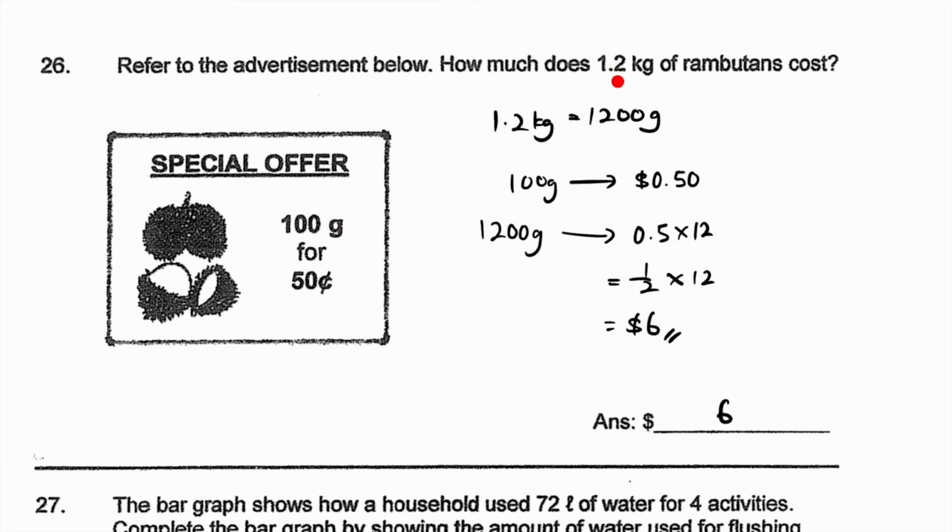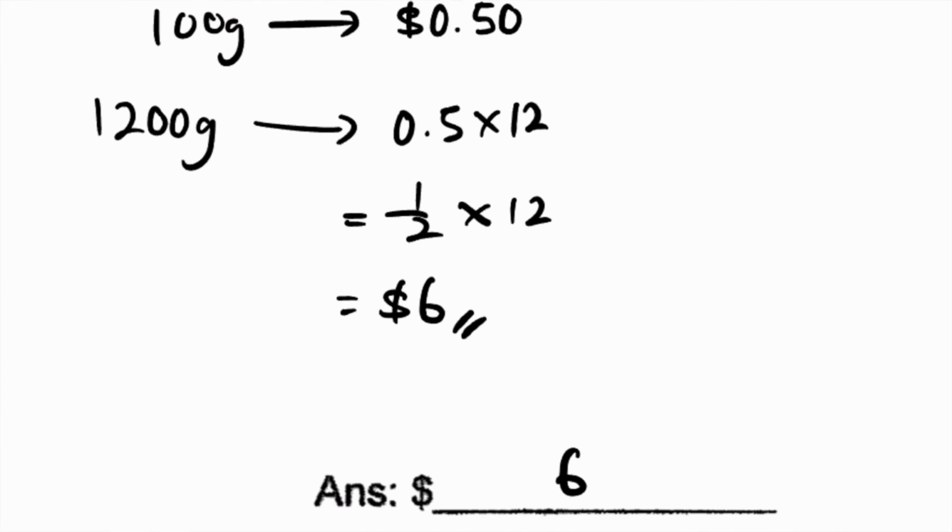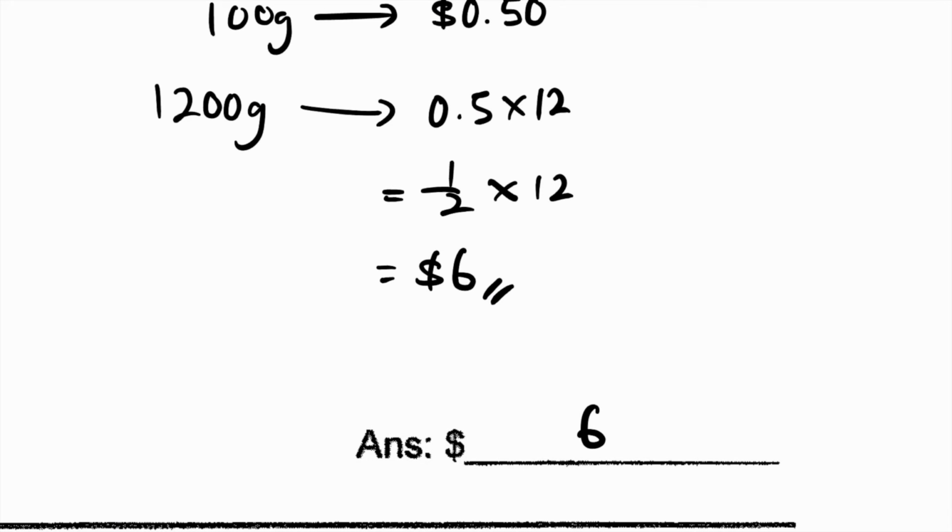So for this, we're concerned with how many groups of 100 grams we have in 1.2 kg. Well, to make life easier, convert this to grams. And if 100 grams is this amount, 50 cents, then 1,200 grams must be multiplied by 12. And 0.5 times 12, 0.5 is quite a nice decimal because it's half, isn't it? So what's half of 12? It's actually 6.